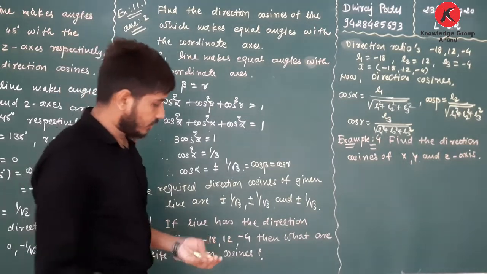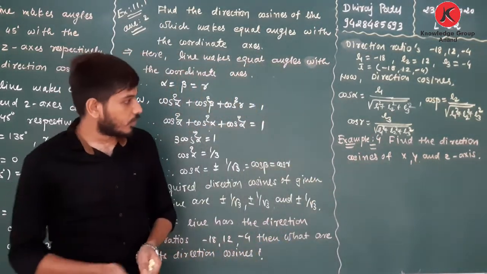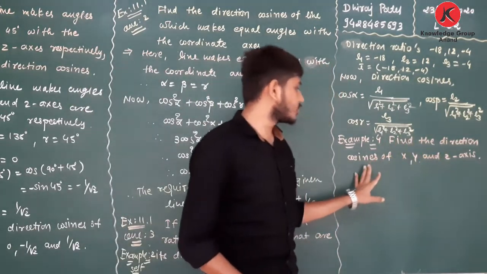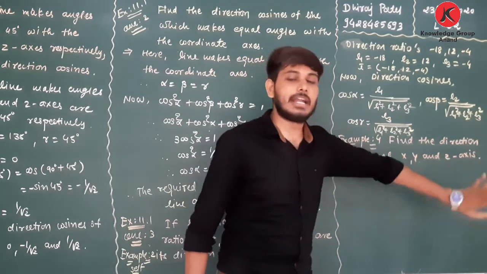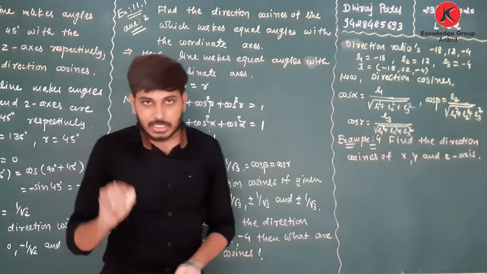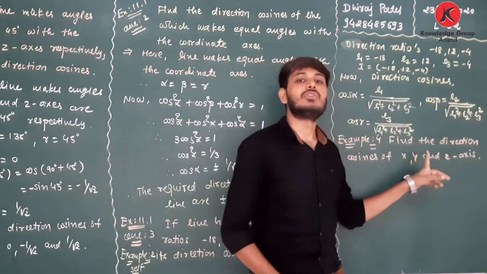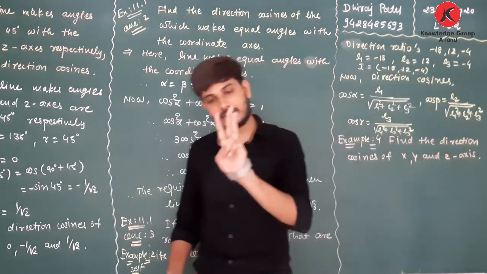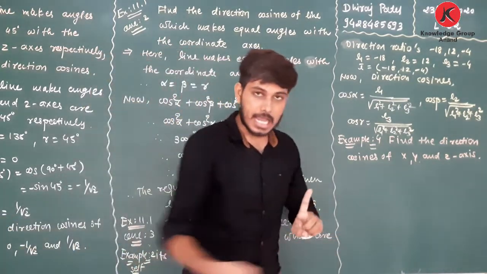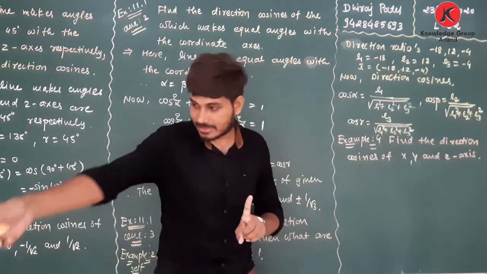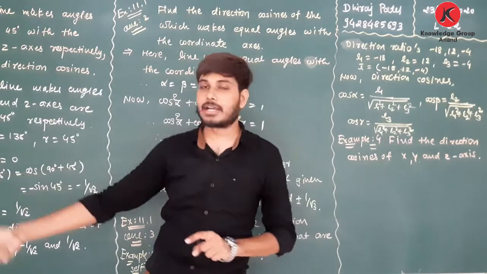Next we are going to discuss example number 4. In example number 4, find the direction cosines of x, y and z axis. We have to find the direction cosines of x axis, y axis and z axis. Here three axes are there. We have to calculate first of all the direction cosines of x axis, y axis and z axis.